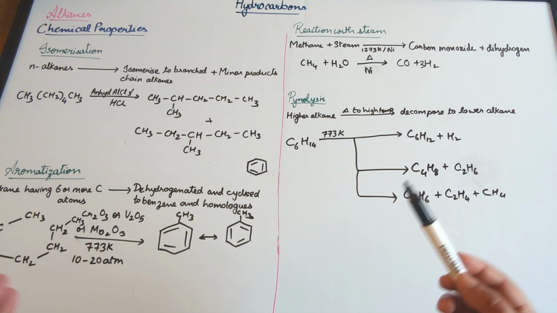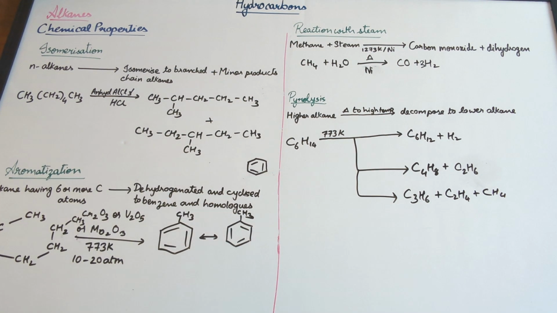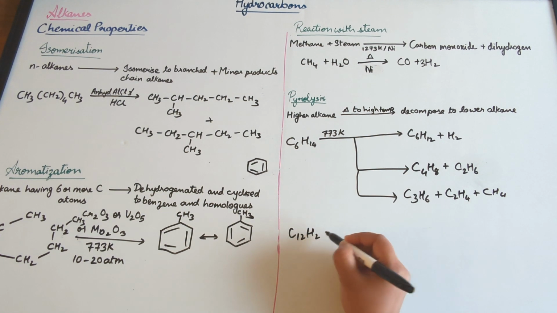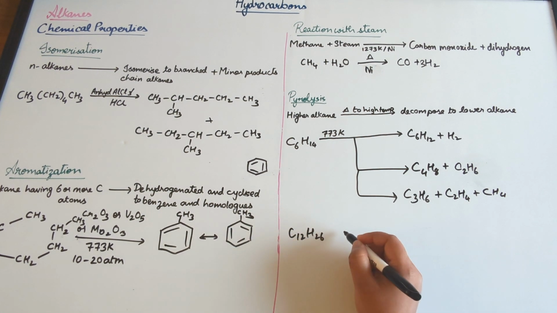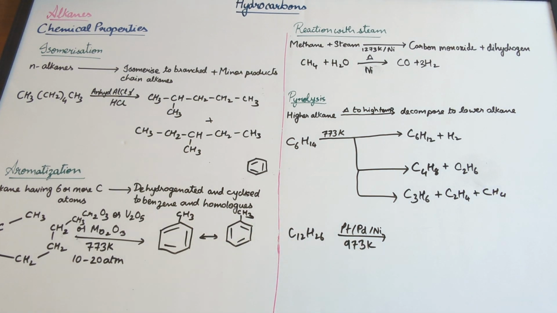So what is happening over here? A higher alkane is breaking or rather decomposing for us to get a lower alkane. That is pyrolysis. Now, in fact, this particular reaction is what is used for us to prepare oil gas or petrol gas from kerosene. So here we're using something called dodecane. Dodecane is actually a constituent of kerosene. So its formula is C12H26. So this is undergoing a chemical reaction in the presence of platinum, palladium, or nickel as a catalyst, and at temperature 973 Kelvin, it is giving us heptane, pentane, and other products.